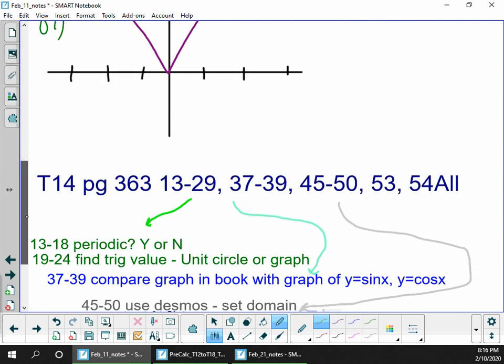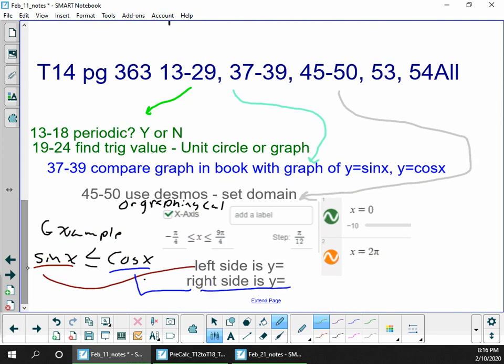Okay, so what do we got? Lesson 14, page 363, 13 to 29. 13 to 18 are just saying, is it a periodic function? Is this thing a repeating pattern all the way down the line? Yes or no? And then what's its period?